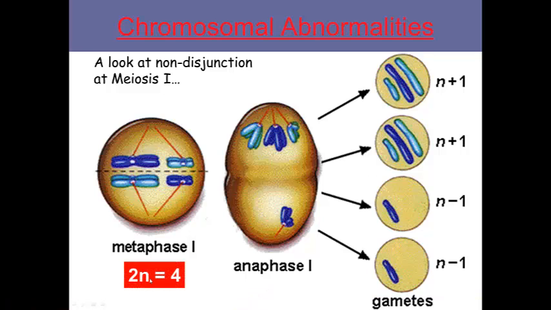So here we have a 2n cell resulting in an n plus 1 cell, n plus 1 cell, and then you have n minus 1, n minus 1, meaning that these two have one more chromosome than they should, and these two have one less chromosome than they should.